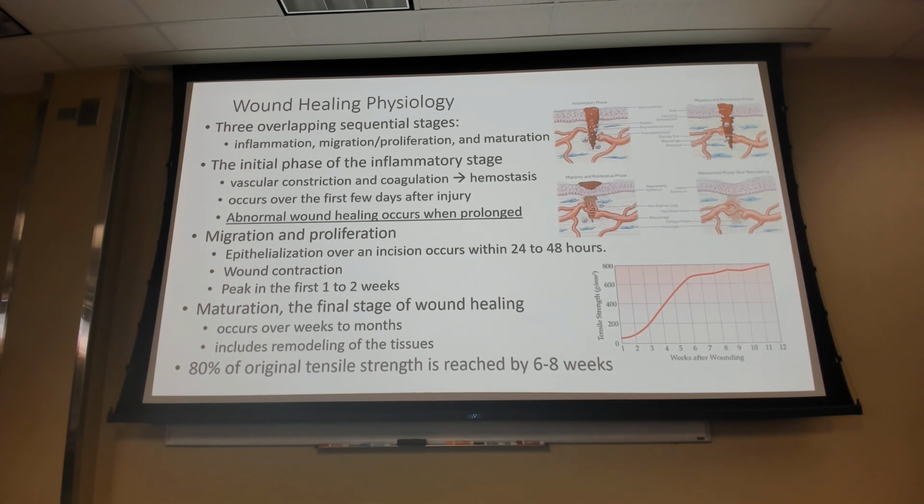Then we've got our migration and proliferation, so you get the epithelialization over the incision, and wound contraction. Usually this happens in the first week or two. And then you get the final stage of maturation over weeks to months. But for any wound, 80% of the original tensile strength is reached in 6 to 8 weeks. You never get 100% of your tensile strength back for that wound down the road. So it never heals to 100%.